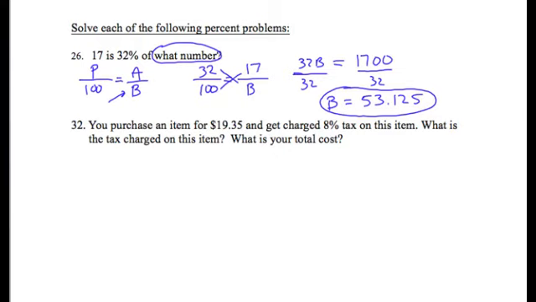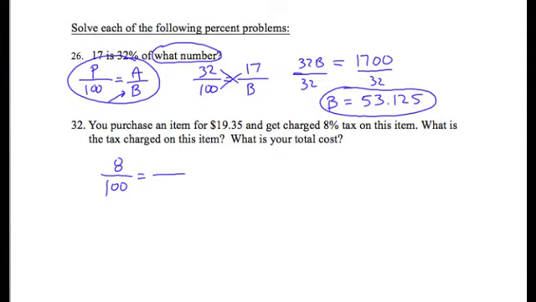Okay? Question 32. You purchase an item for $19.35 and get charged 8% tax on this item. What is the tax charged on this item? And then finally, what is our total cost? Well, okay, so we're going to use our generalized form here. So our percent in this case is 8%, so that would be 8 over 100.